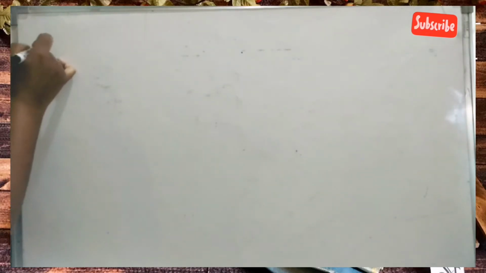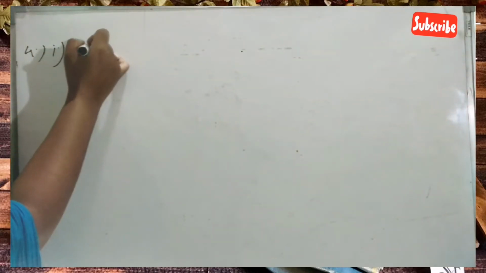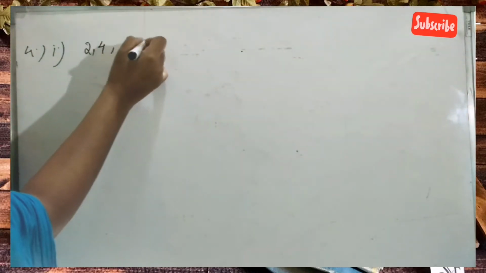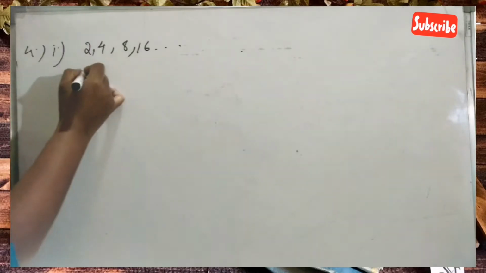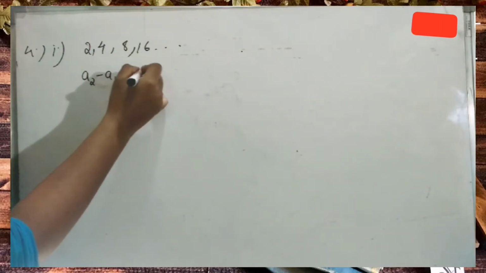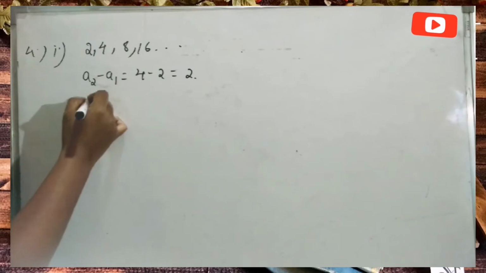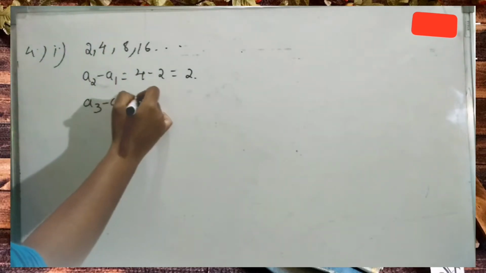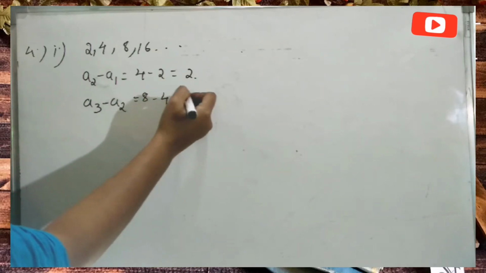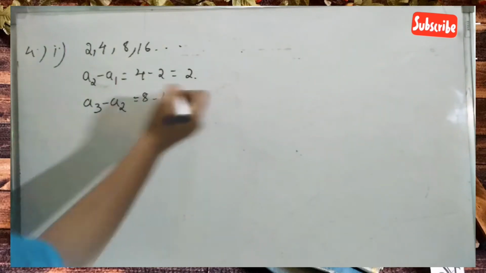So fourth question, first sub question, 2, 4, 8, 16, etc. First we need to check whether it forms an AP or not. So we take the difference of consecutive terms. a2 - a1 is equal to 4 - 2 is equal to 2. a3 - a2, third term minus second term, that is 8 - 4 is equal to 4.